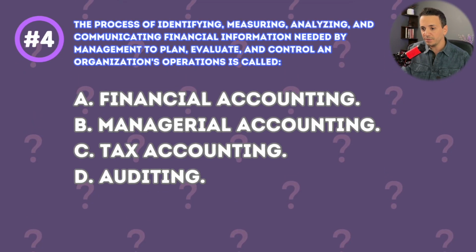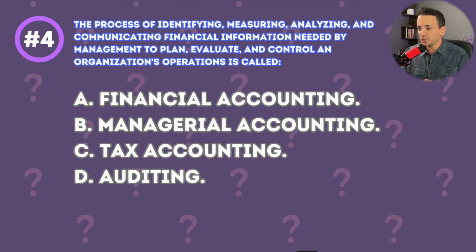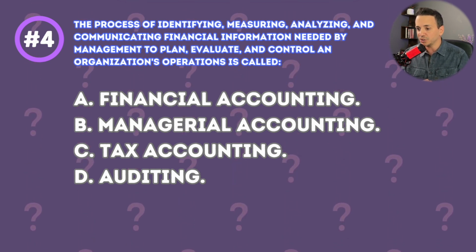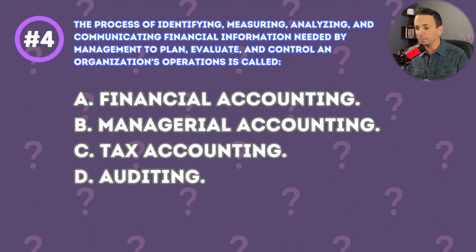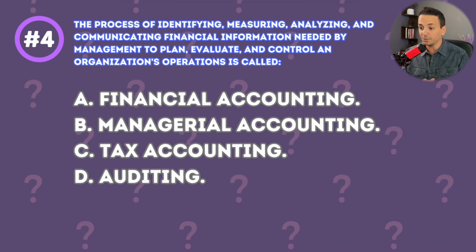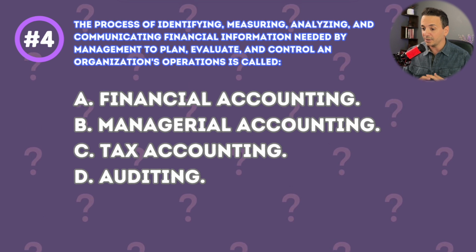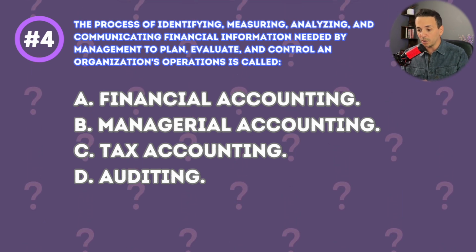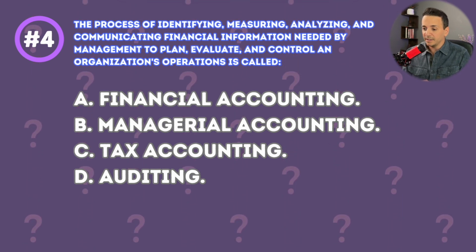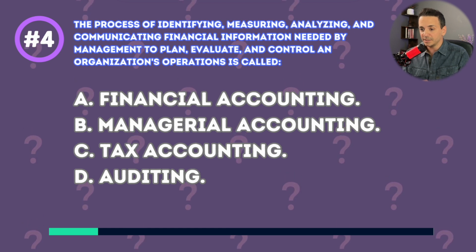Okay, now for question number 4. The process of identifying, measuring, analyzing, and communicating financial information needed by management to plan, evaluate, and control an organization's operation is called: A. financial accounting, B. managerial accounting, C. tax accounting, or D. auditing. Let's begin a 10-second counter here.